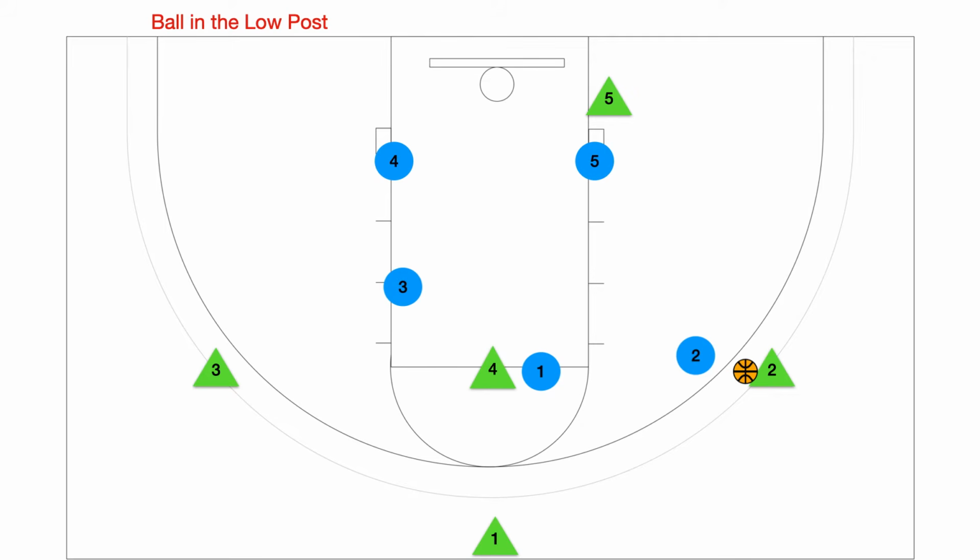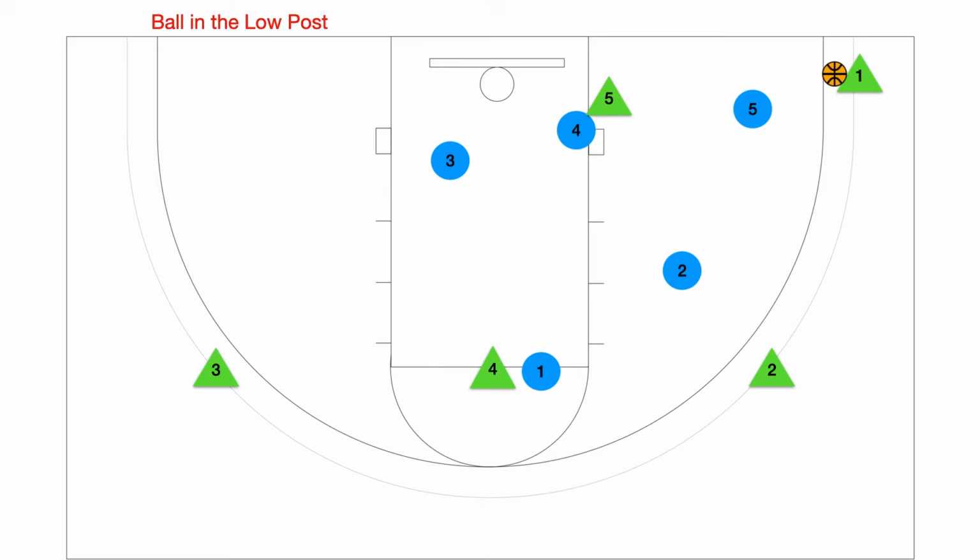This is because it allows for the post player to be in good help side defense and gives them the ability to get out to the corner. If the offense gets the ball into the low post, it is most likely coming off the pass from the corner. This is because that's the only time the low post won't be fronted by a defender.